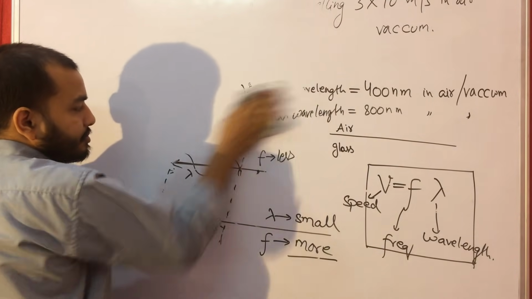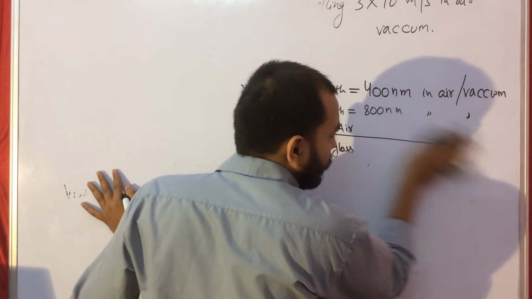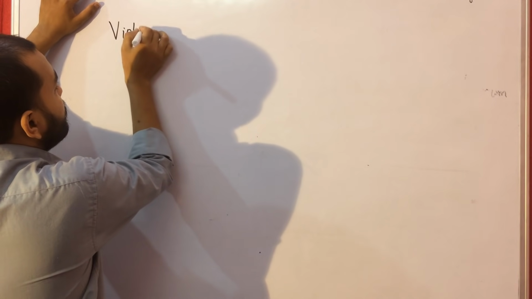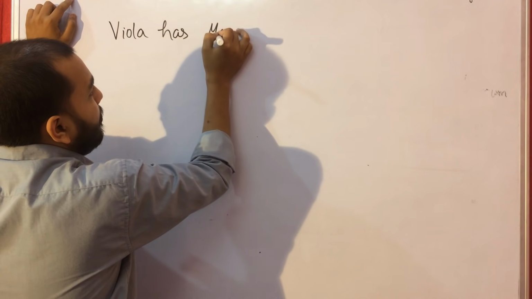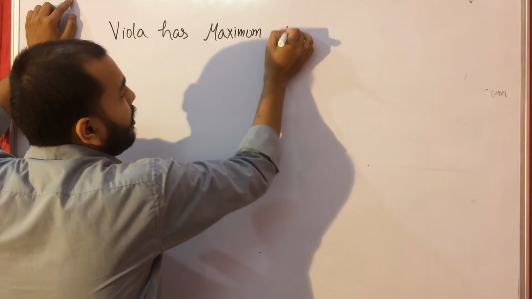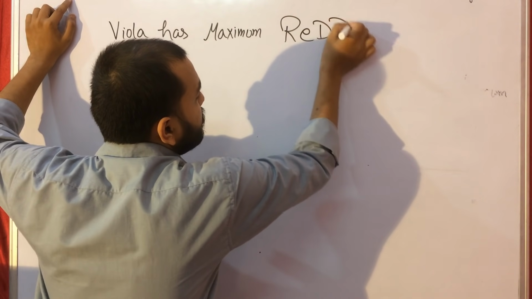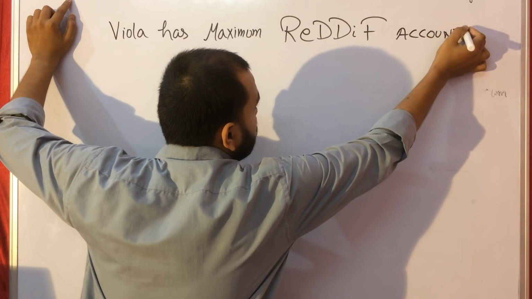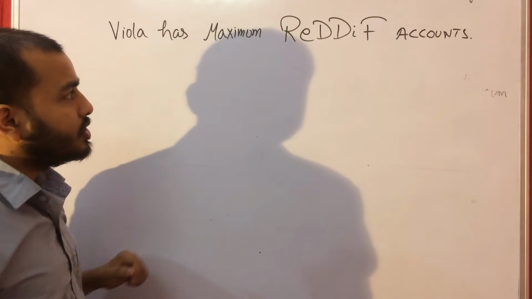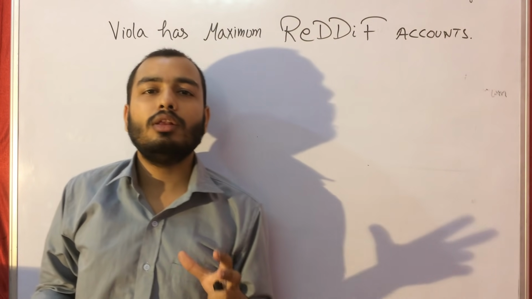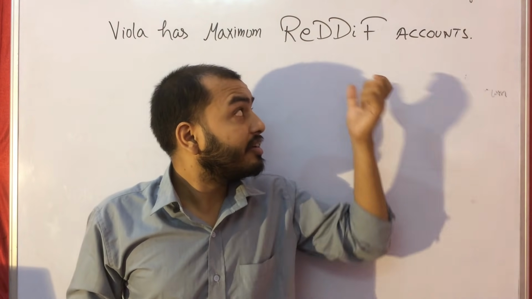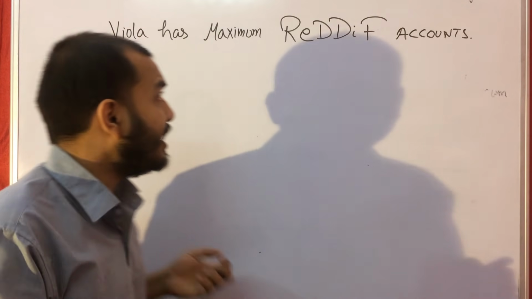Let me tell you that. Okay, so what's the method? What is the logic behind it? If I tell you a statement: Viola has maximum Rediff accounts. Viola is a girl, she has maximum Rediff. Rediff is something like Google. It used to be in our age. Nowadays not that popular. I don't know about it. Leave it. Rediff accounts. So Viola means violet.